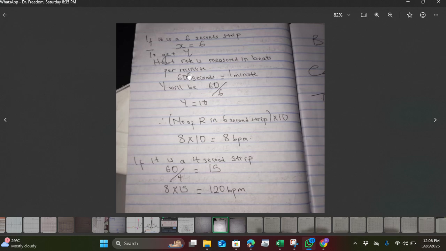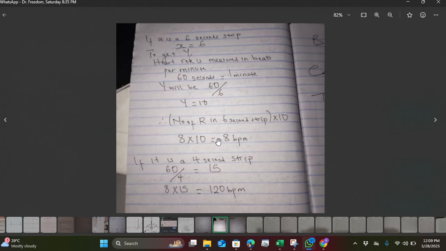60 over 6. All right, 60 seconds equals 1 minute. 6 seconds equals what? Is it x times 60? No, it's not like that. Sorry. It's going to be 60 over 6. Why? Because we're using 60 seconds equals 1 minute, and the heart rate is measured in beats per minute. So now if you have a 4-second strip, it's going to be 60 over 4.